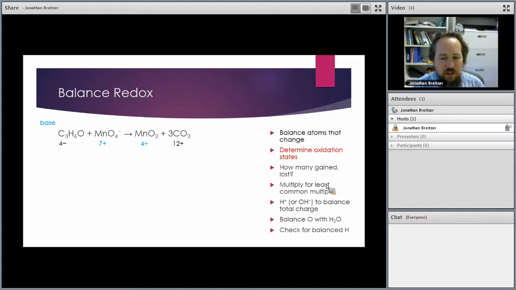Now we determine the oxidation states. The oxidation state of the carbon, as we saw before, was 4-. These are the 3 carbons together, was 4-. And as we did before, the manganese was 7+.